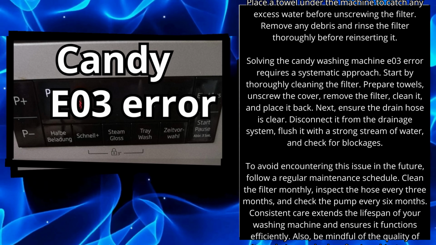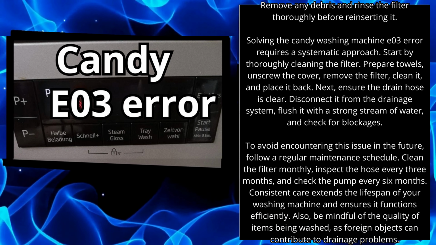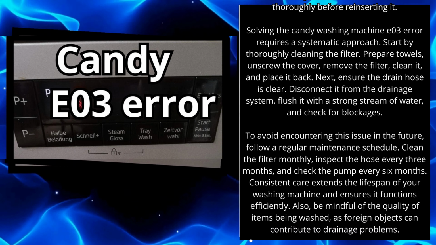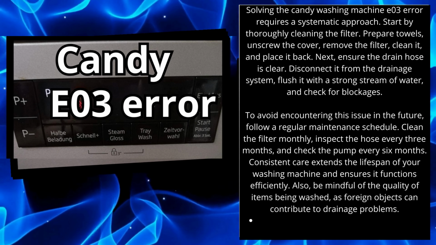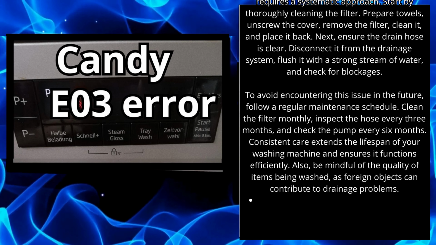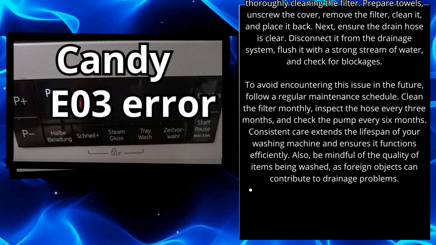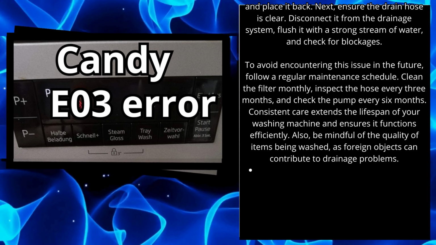To avoid encountering this issue in the future, follow a regular maintenance schedule. Clean the filter monthly, inspect the hose every 3 months, and check the pump every 6 months. Consistent care extends the lifespan of your washing machine and ensures it functions efficiently. Also, be mindful of the quality of items being washed, as foreign objects can contribute to drainage problems.